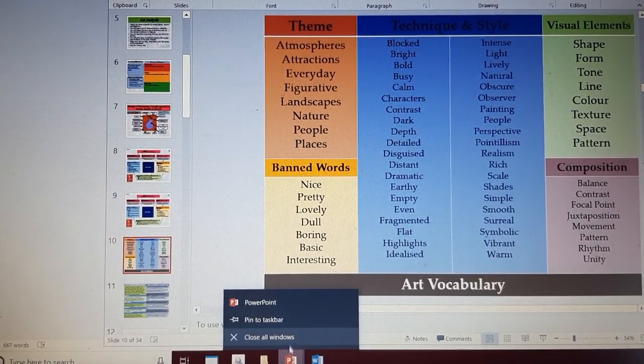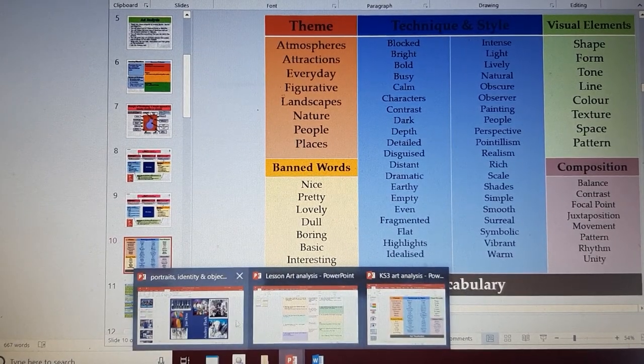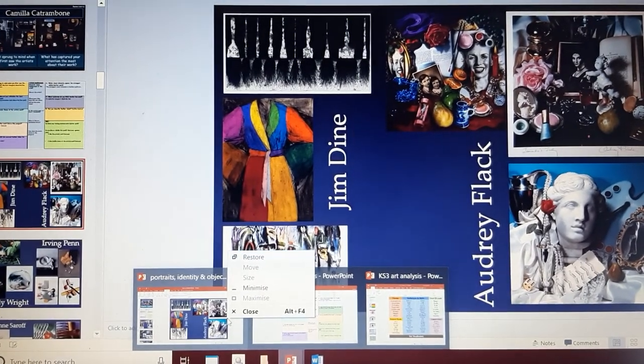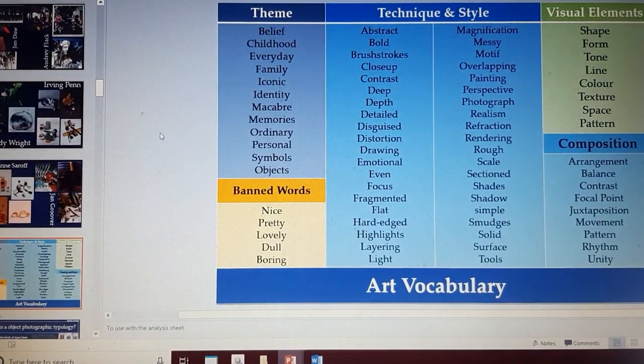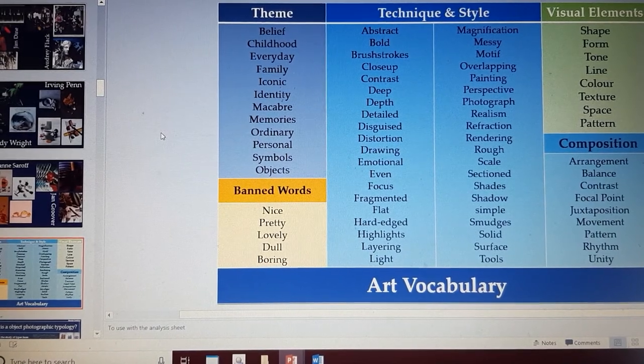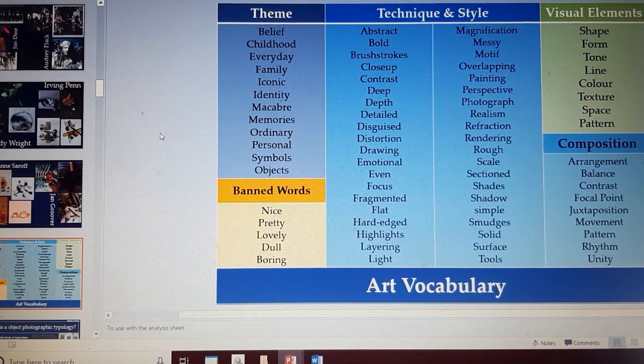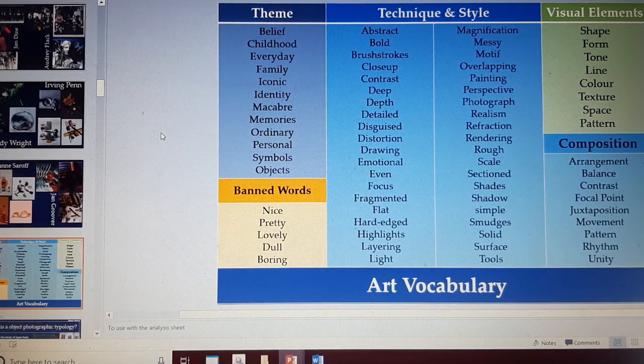Let's see, if we go back to this sheet here, we can be thinking about beliefs, childhood, everyday, family, iconic, identity, macabre. All these different things are really, really useful words. I want to actually read that you've thought about what's going on in the artist's work, how it's actually been painted or whether it's been photographed, whether it's been done as a print. How is it actually being represented?